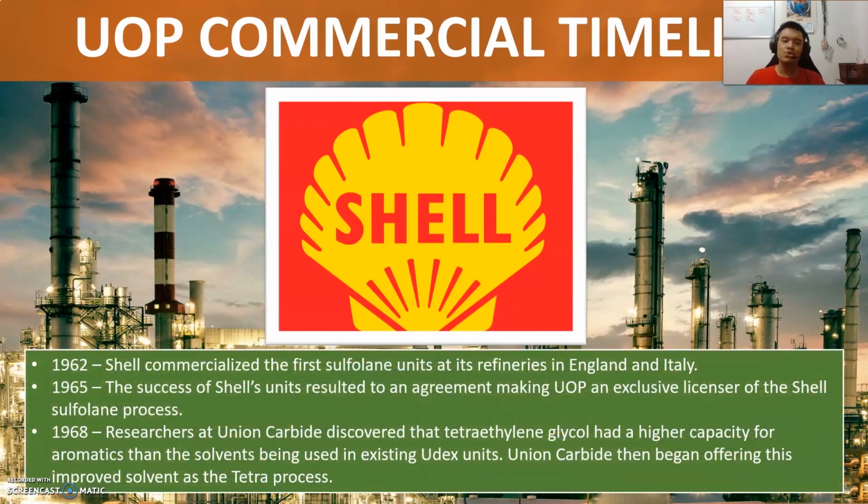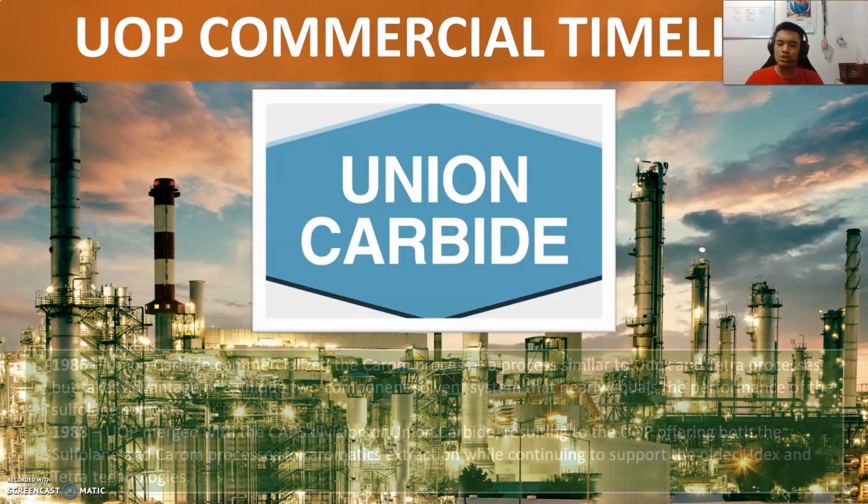In 1962, Shell commercialized the first sulfolane units at its refineries in England and Italy. In 1965, the success of Shell's units resulted in an agreement making UOP an exclusive licensor of the Shell sulfolane process. In 1968, researchers at Union Carbide discovered that tetraethylene glycol had a higher capacity for aromatics than the solvents being used in existing UDEX units. Union Carbide then began offering this improved solvent as the Tetra process.